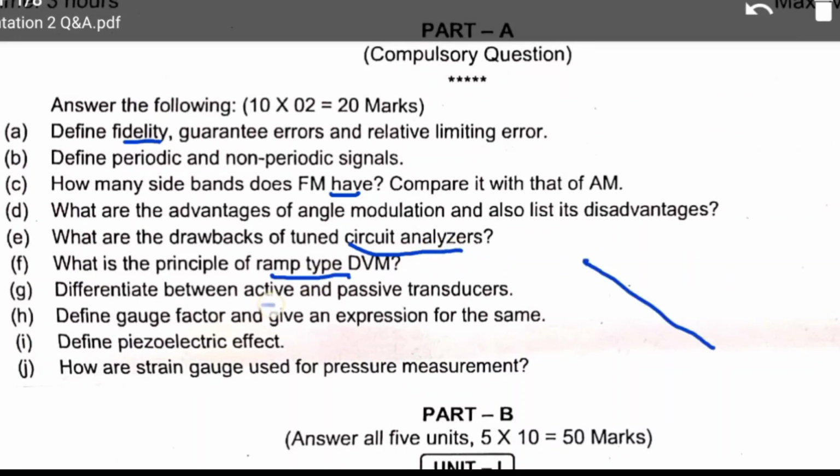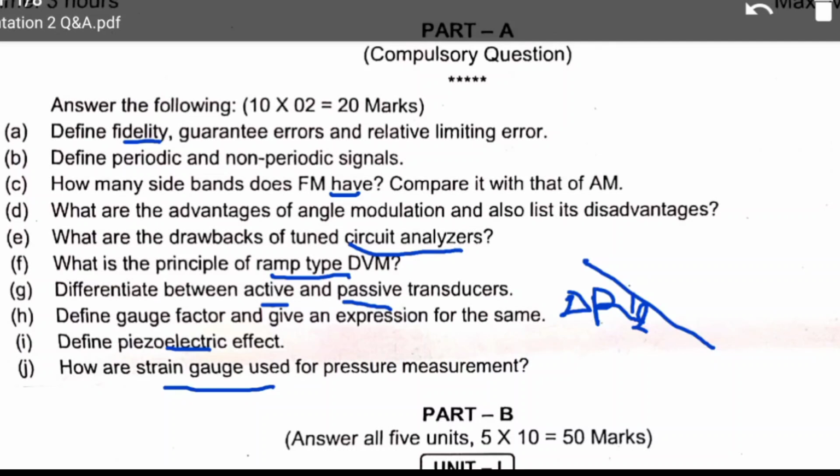Difference between active and passive transducer. Differentiate: active means no need of power supply. A passive transducer requires an external power supply. Active transducer examples are the piezoelectric transducer. Passive means LVDT, these are passive transducers. Define gauge factor. The change in resistance, delta R by R, is known as the change in resistance. What is the piezoelectric effect? What is a strain gauge? How are strain gauges used for pressure measurement? How can a strain gauge be used?